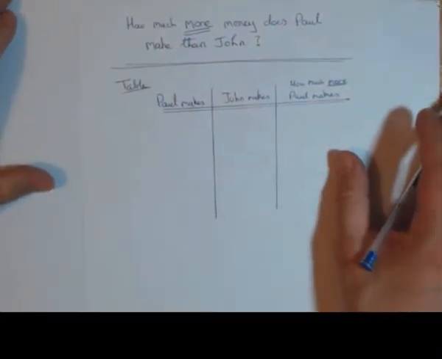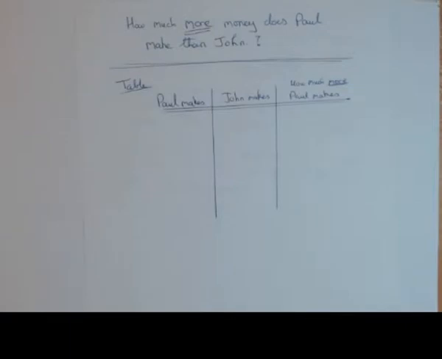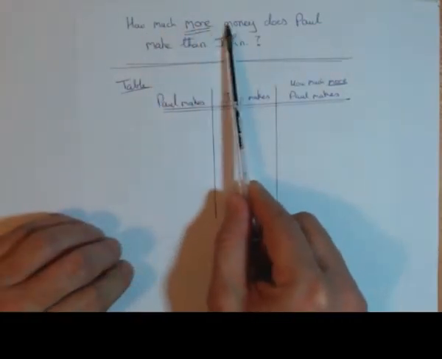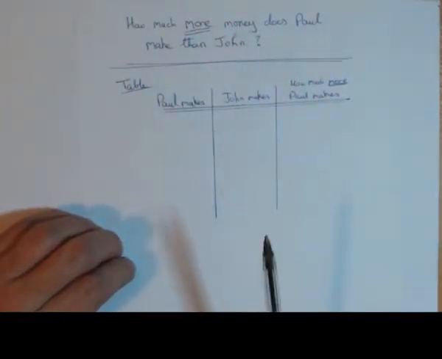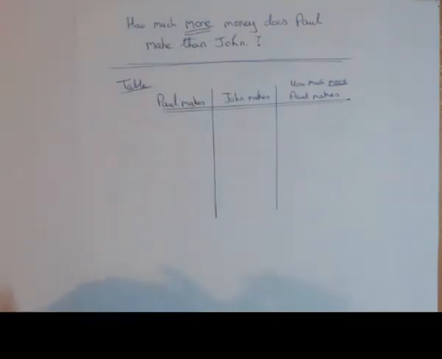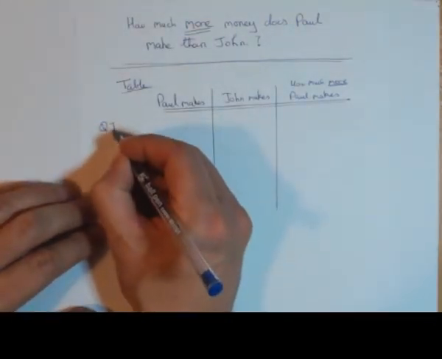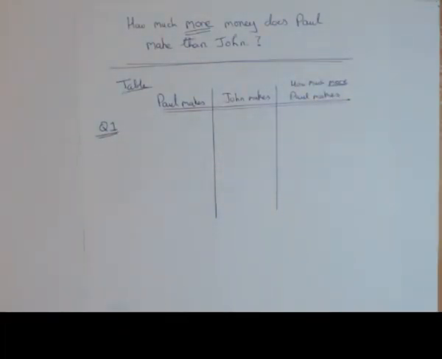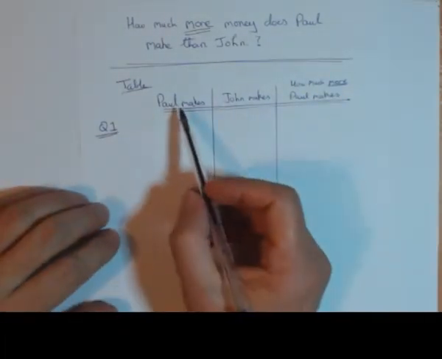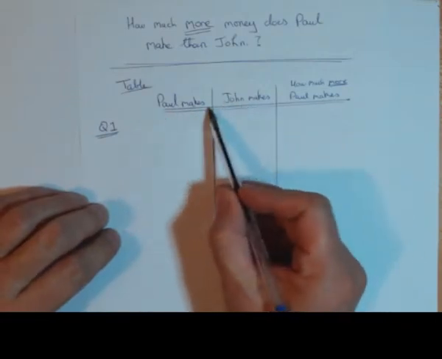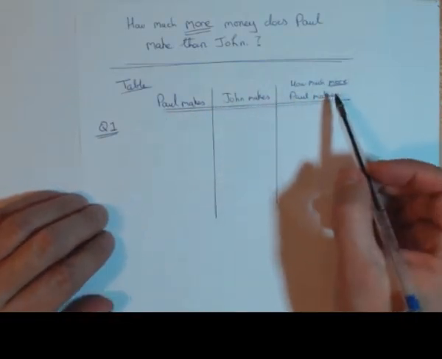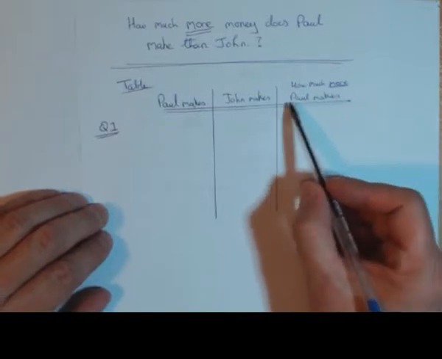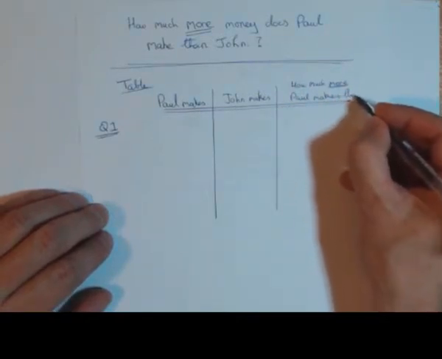On this course, I'm just going to start off with a nice easy exercise. It's a reasonably simple question you're going to be able to do. You're going to be given a question like this: how much more money does Paul make than John? I'm going to give you a couple of examples of the type of question you're going to be asked. I've just created a table here, which is just a list of questions. I'm going to show you how much Paul makes, how much John makes, and then the question is going to be how much more money Paul makes than John.